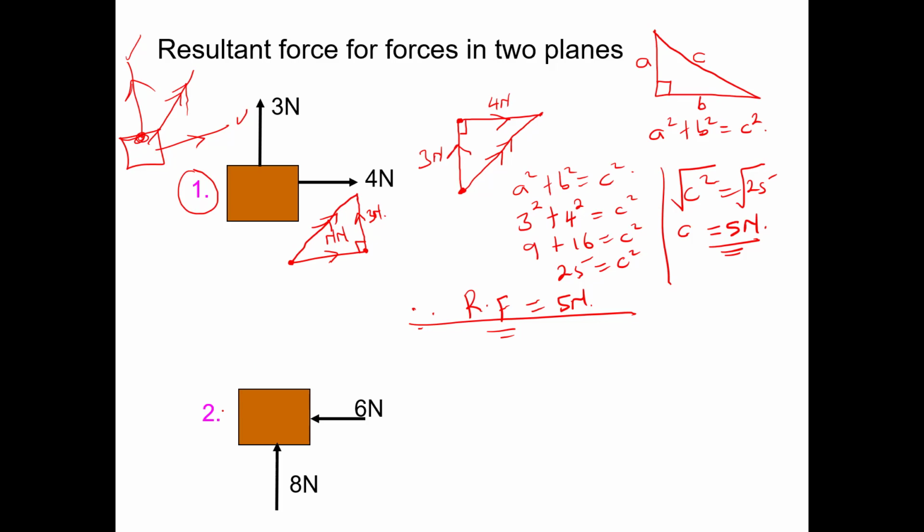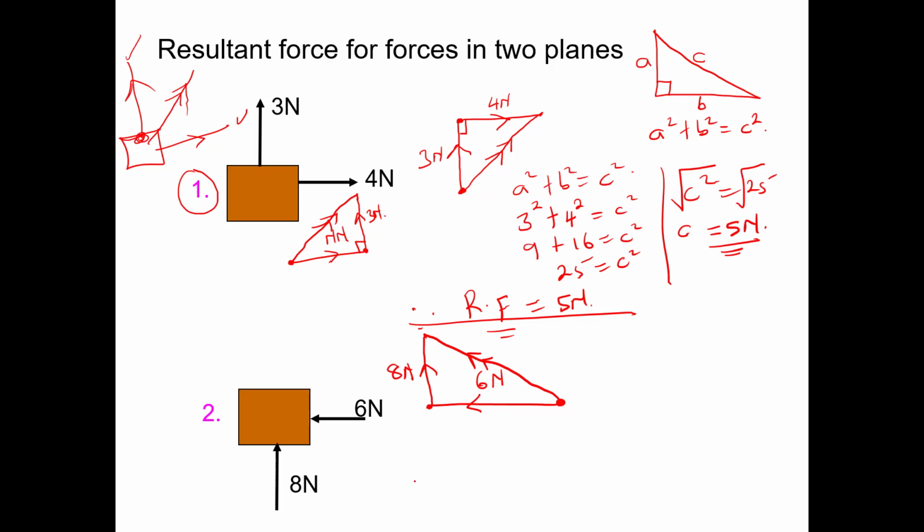Example number 2. Pause the video and try out this. Number 2, we're going to do the same thing. So you can begin with the 6 newtons going to the left, and where the 6 stops is where the 8 begins from, and the 8 is going upwards, 8 newtons. So where the 6 begins from, you draw a line to where the 8 ends, and that will give us the direction of the resultant of forces.